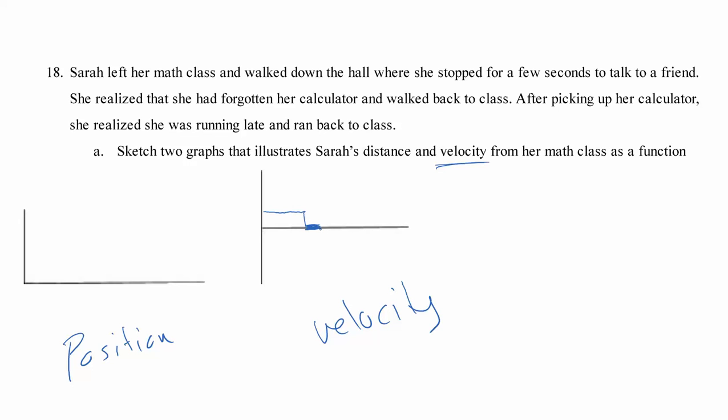Then she realized she had forgotten her calculator and walked back to class. Now, we got this negative walking here. And I would strongly encourage you to make sure that this and this were equal, because this implies where she went and stopped to her friend and she's going back. The areas of these need to match.